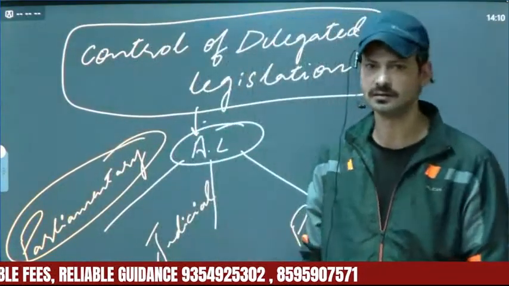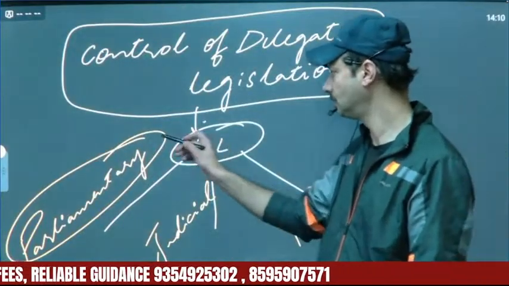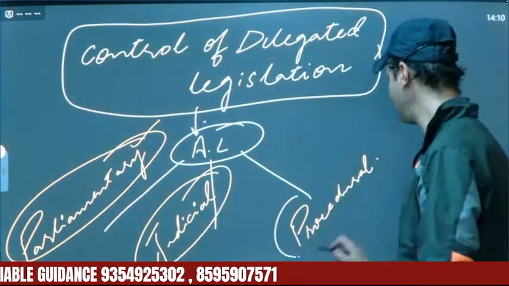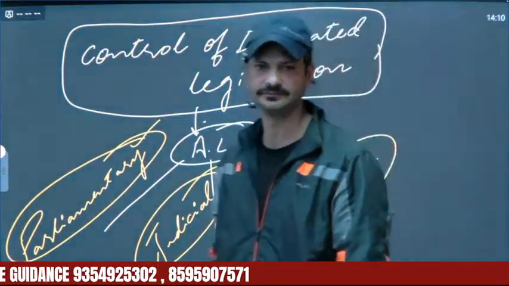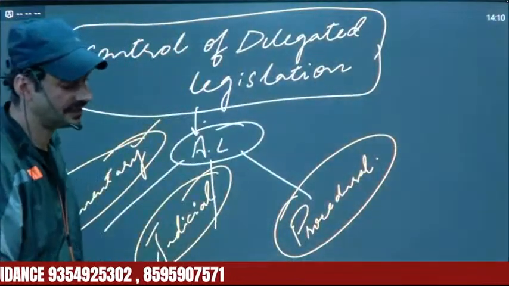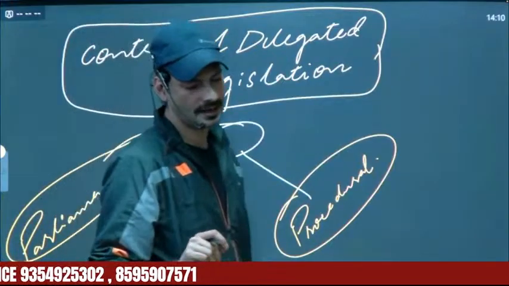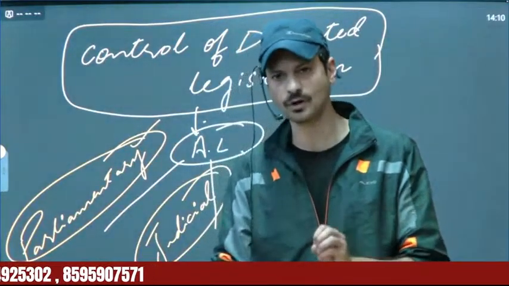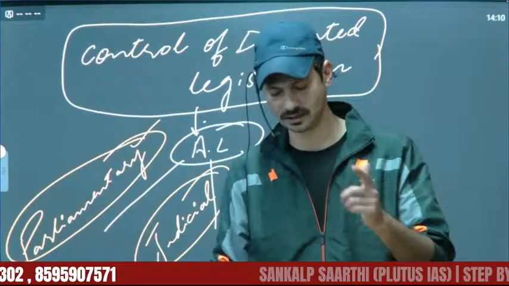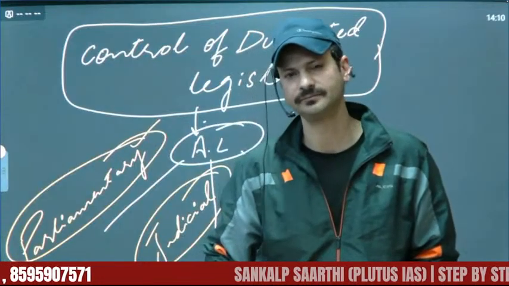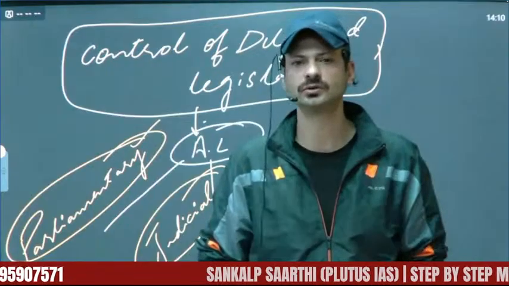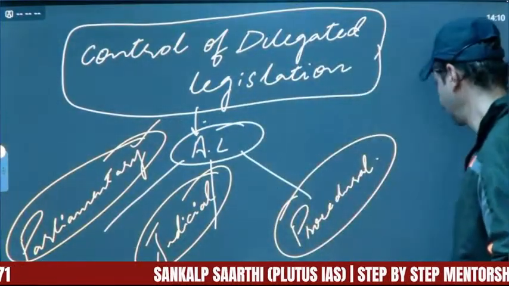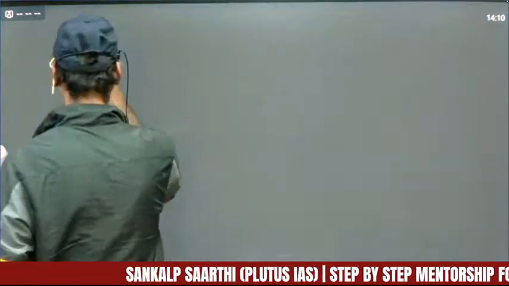bureaucracy under parliamentary mechanisms. We have judicial mechanisms and we have procedural mechanisms to establish that. These mechanisms ensure that delegated legislation operates within the framework of rule of law and within the ambit of democratic accountability. And how it actually ensures to do that, we'll try to understand that now. First, let's try to understand the first one, which is the parliamentary.